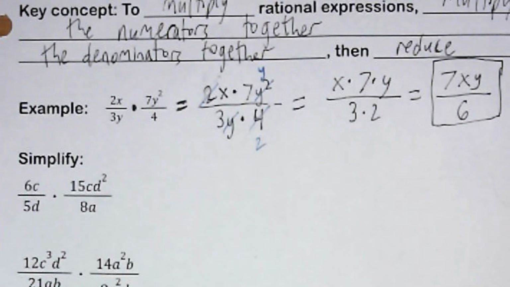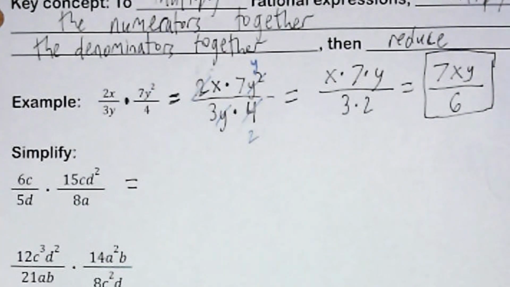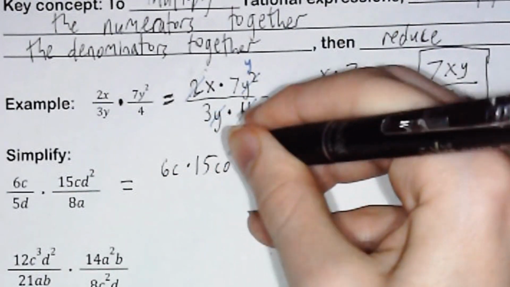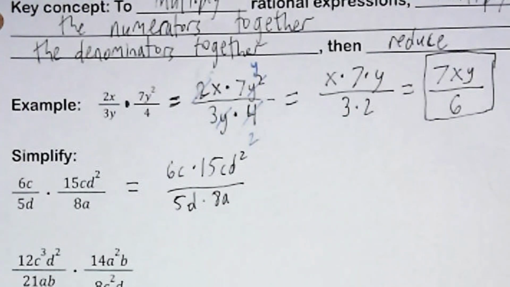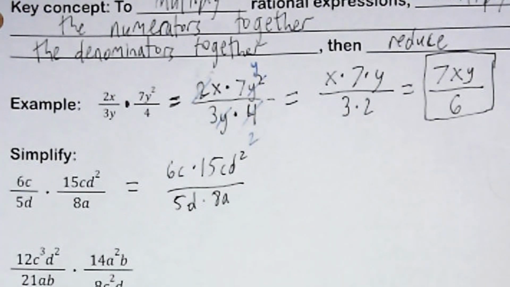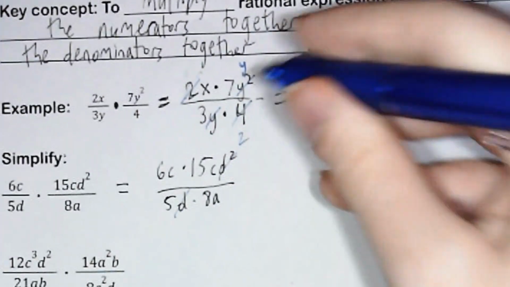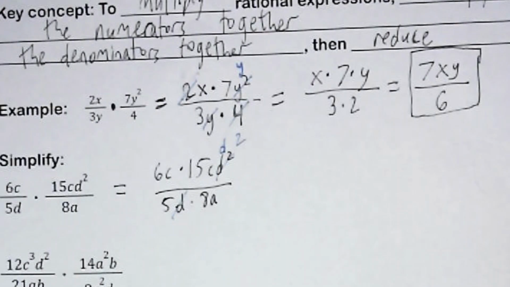Now we're going to do the same thing with this one here. We have 6c over 5d times 15cd squared over 8a. On the top I'm going to have 6c times 15cd squared, and on the bottom I have 5d times 8a. Now once again I'm going to try to find things that I can reduce. For example, I have a d in both the top and bottom fractions, so that's going to become d squared over d. That's going to give me a d on top.